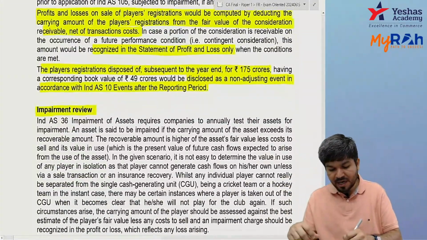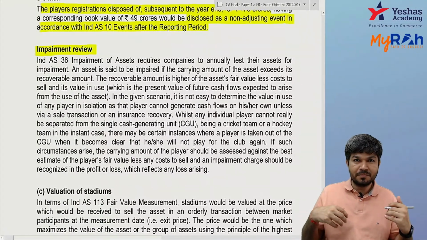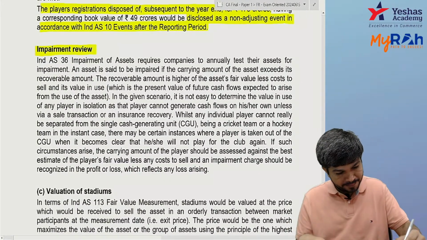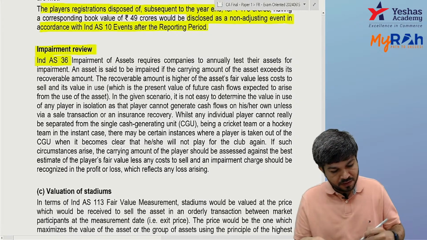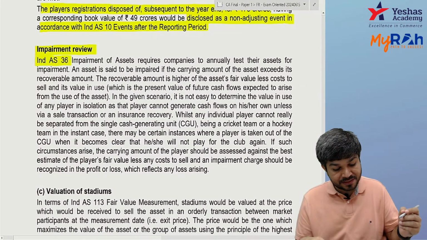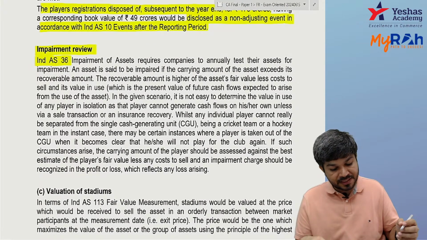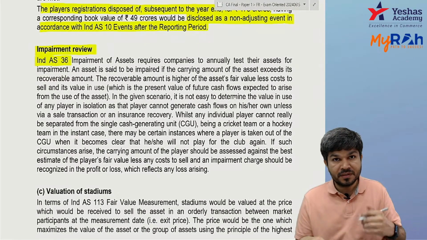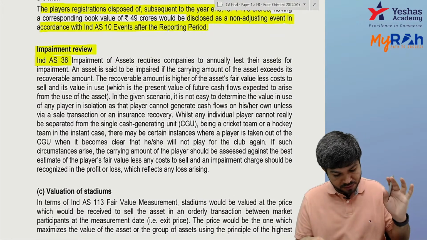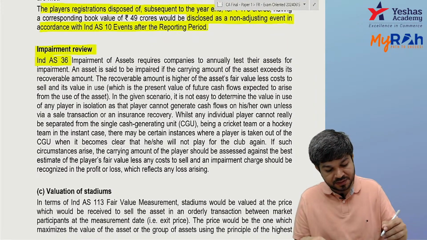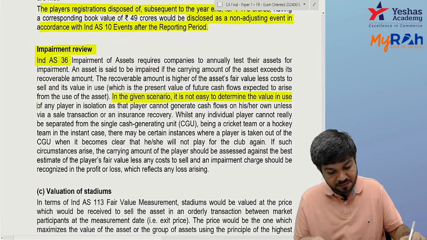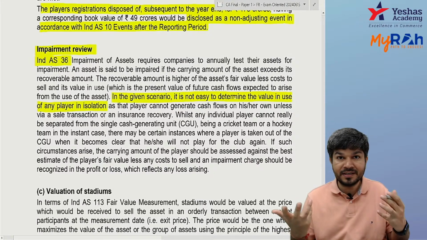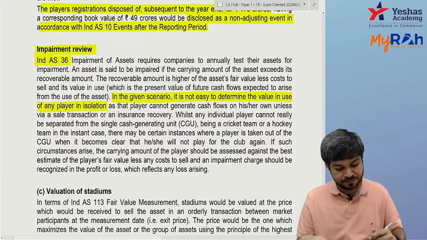We bought a player, but now we will not be able to recover the money. The value is going down. So for that, Ind AS 36. We are required to test the asset for impairment. An asset is said to be impaired if the recoverable amount is less than the carrying amount. In the given scenario, it is not easy to determine the value in use of any player in isolation, because a player doesn't generate cash flow on its own; the team generates cash flow.